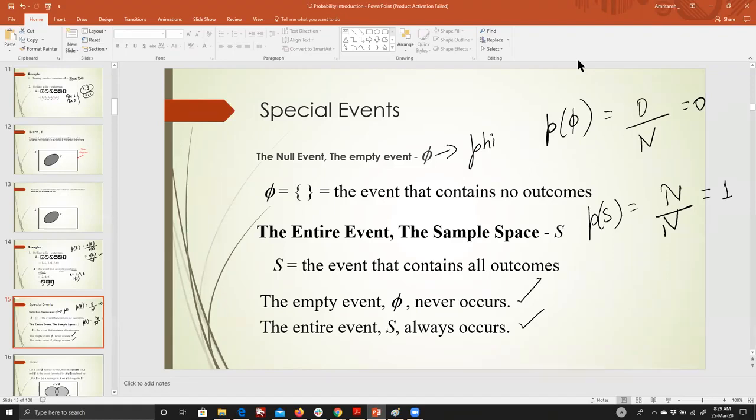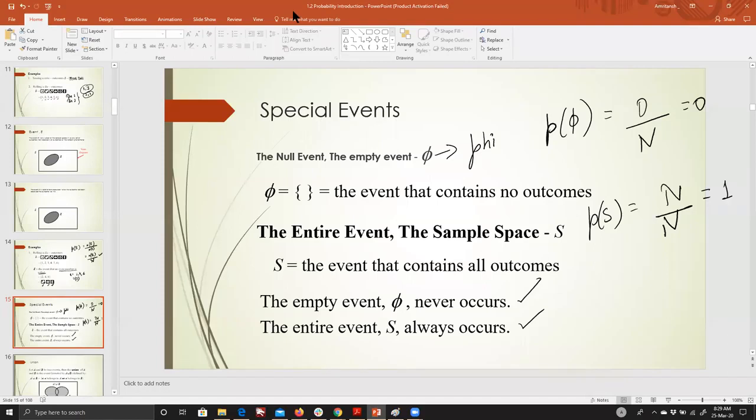And what about the sample space S, which always occurs? The size of the sample space is capital N. Capital N divided by N is 1. The entire event and the sample space are used synonymously. You can say entire event or the sample space S; both are the same. S is the event that contains all the outcomes.